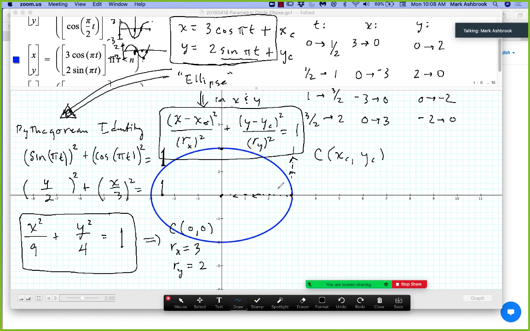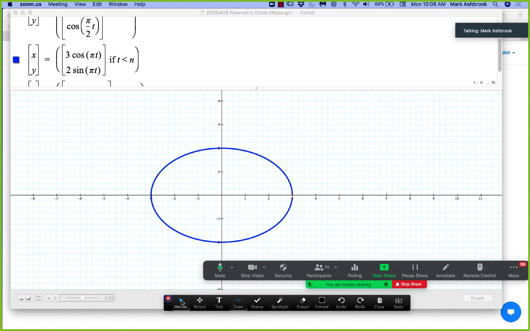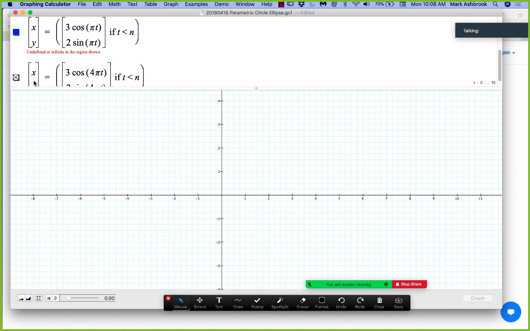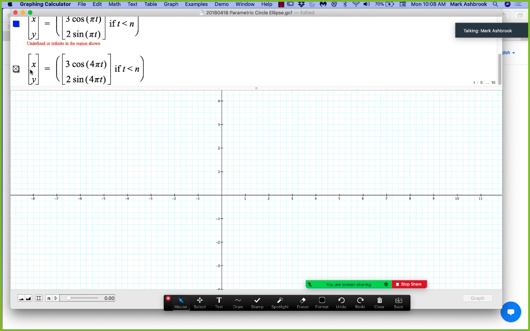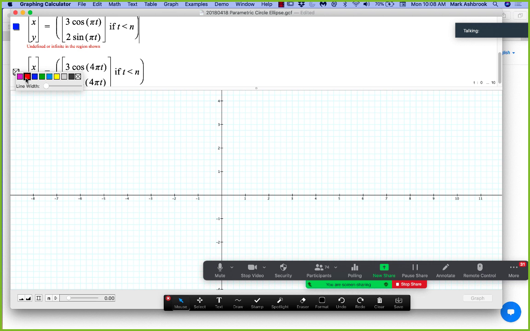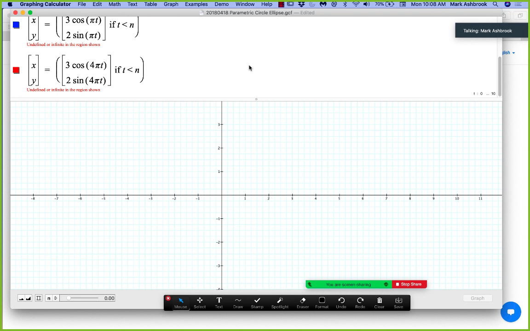Okay, so let's keep looking at this one. Here is another function. This one is 3 cosine 4 pi t and 2 sine 4 pi t. Is this the same function or a different function?